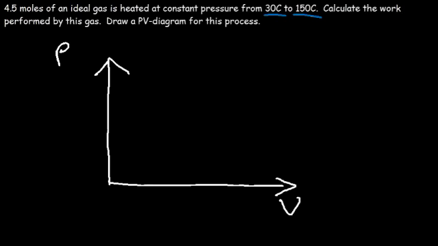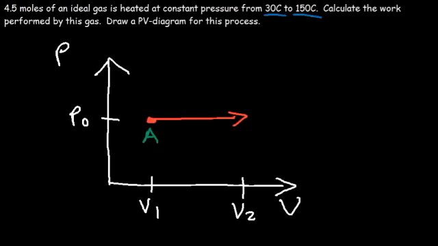So here's the pressure, here's the volume. And the current pressure, we don't know what the current pressure is, so let's just call it P0. Now we don't know what V1 or V2 is equal to, but we can just call it V1, V2. We do know the volume is increasing. So if we call this point A and point B, at point A, the temperature is 30 degrees Celsius, and at point B, it's 150. To increase the volume, you have to increase the temperature, or at least that's one way in which you can increase the volume.